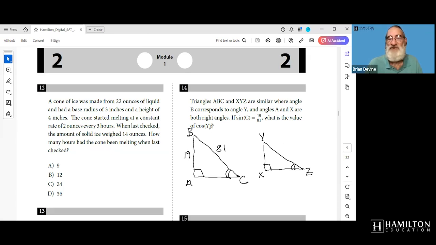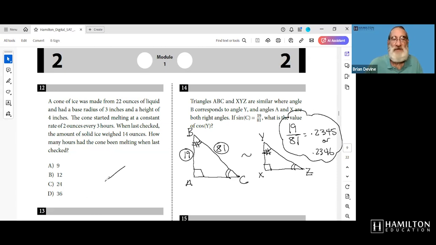And I want the value of the cosine of Y. Well, the cosine of Y would be the same as the cosine of B because these angles are the same measure due to the fact that the triangles are similar. So that would be 19 over 81, which you could write as 0.2345 or 0.2346. All of those were allowable.